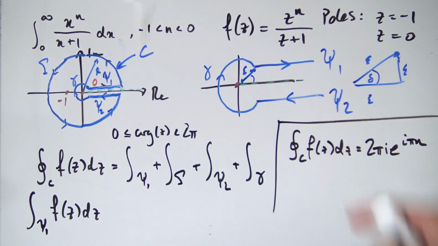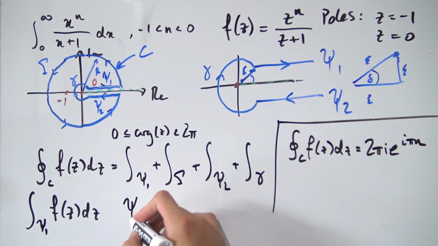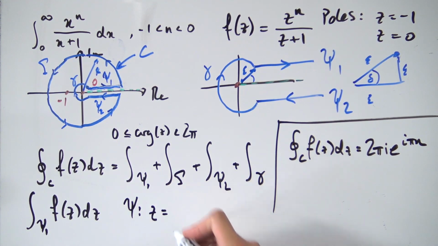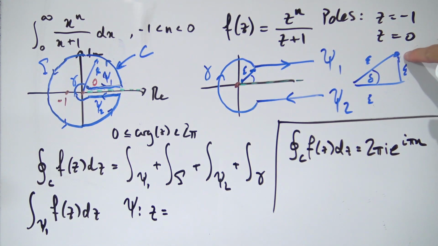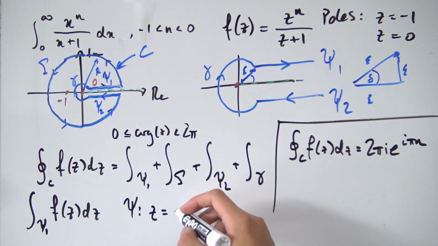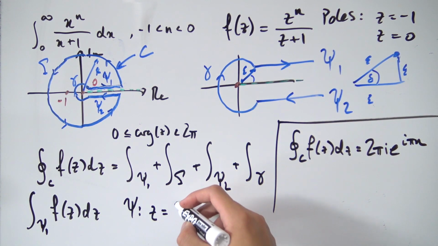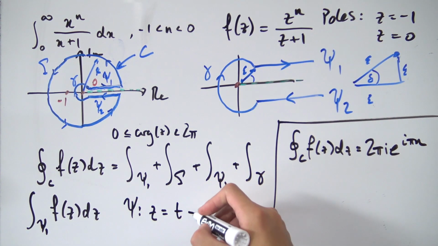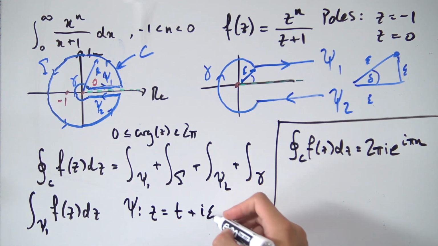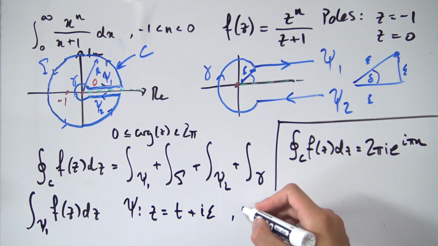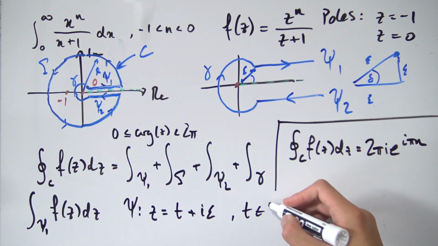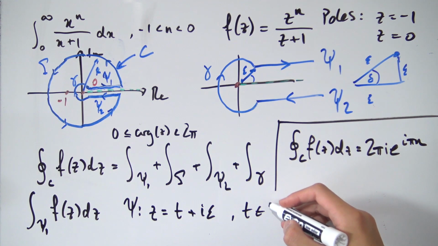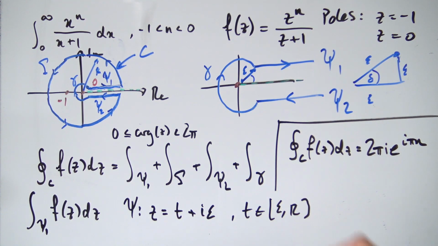So what can we say about our path psi right here? Well, we can parameterize psi a little bit. So for psi, we can do the parameterization z is equal to, and now our initial starting point is right here, and we're going to be moving along this path right here. So our real part, we'll just call it t. The t will vary along this line right here, and as for our imaginary part, we can just add i times epsilon. And we want our t to go between epsilon and R. So t is between epsilon and R, like so.